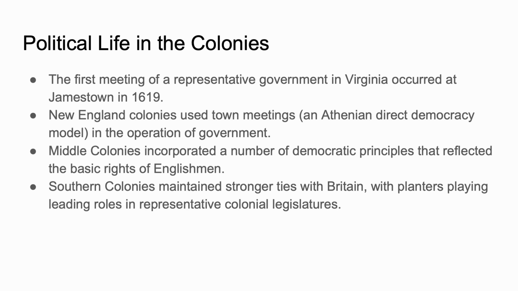In the middle colonies, they incorporated a number of democratic principles that reflected the basic rights of Englishmen, and southern colonies tended to have stronger ties with Britain, with planters playing leading roles in their representative colonial legislatures.